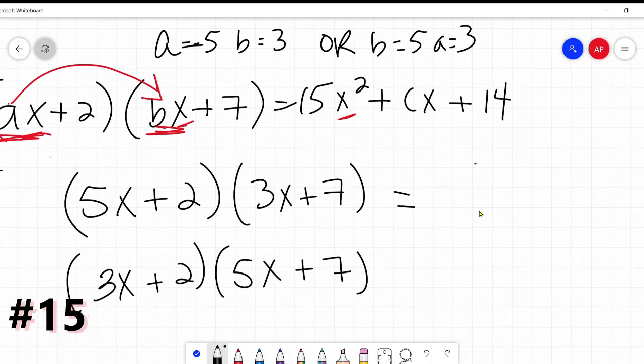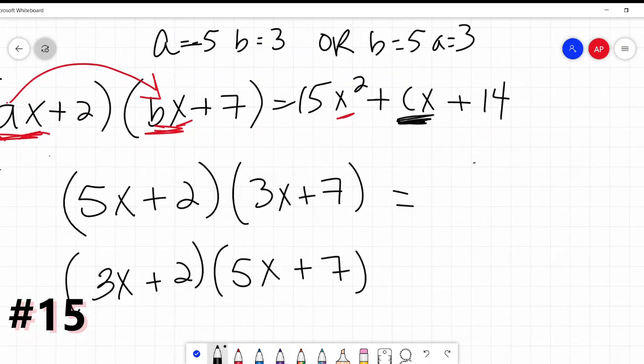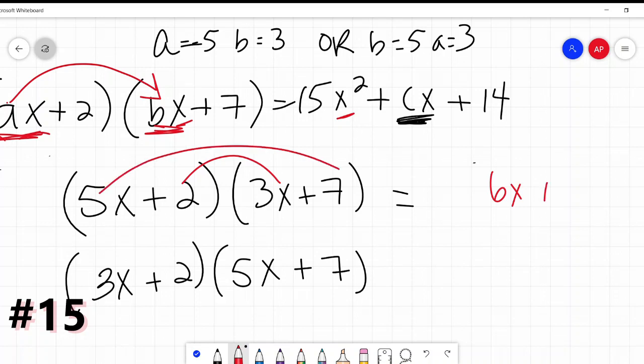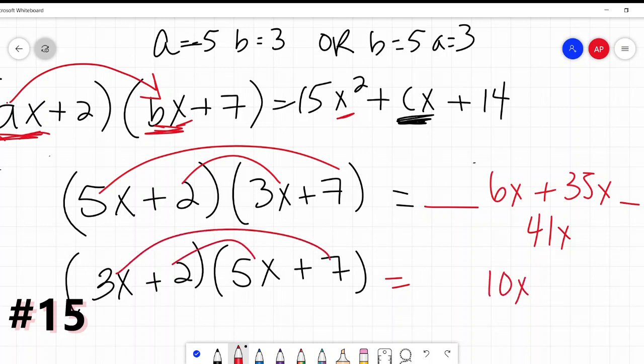What is that middle term going to be? Well, in my first one, I'm just going to look at just that middle term. That's all I really care about. 2 times 3x, that's 6x. And I'm going to have 7 times 5x, 35x. My middle term is going to be 41x. We'll have 2 other terms, but I'm only focusing on the middle. Next one, 2 times 5x is 10x. 3x times 7 is 21x. My middle term there is 31x. So C will either be 41 or 31, which is answer D.